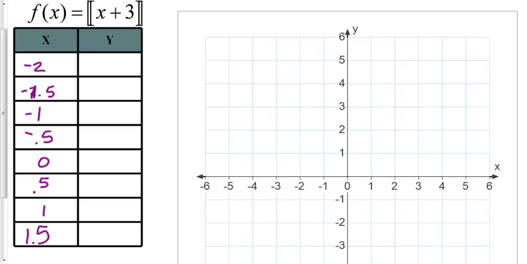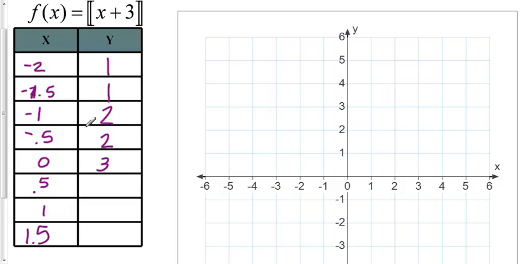Okay, so if I plug in negative 2, negative 2 goes in for x. Negative 2 plus 3 is 1, and 1 is an integer, so the answer is 1. If I plug in negative 1.5, I'm going to get 1.5, and the integer to the left of that is 1. If I plug in negative 1 for x, I get negative 1 plus 3, that's positive 2. If I plug in negative 0.5, negative 0.5 plus 3 is 2.5, while the integer less than or equal to that is 2. When I plug in 0, I get 3.